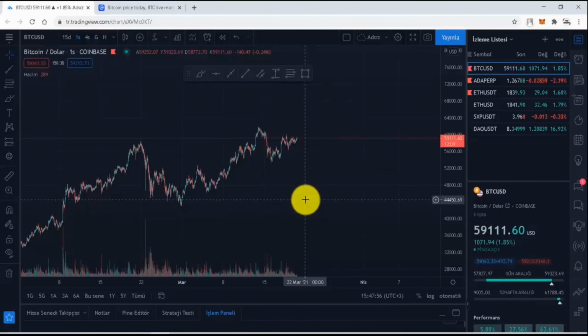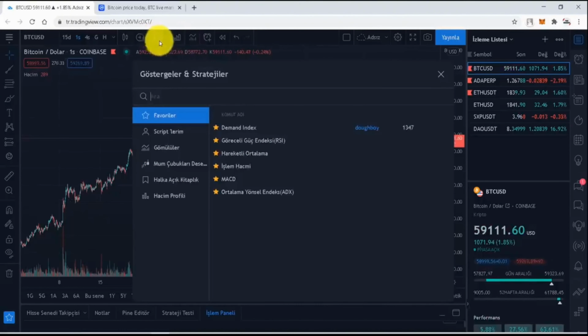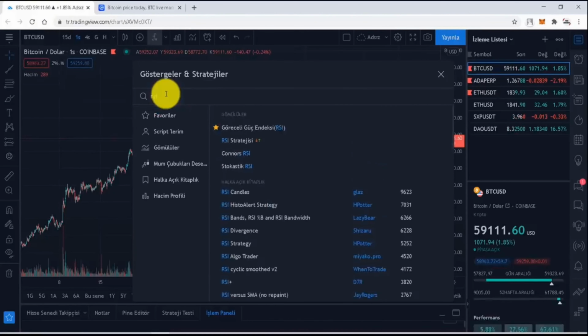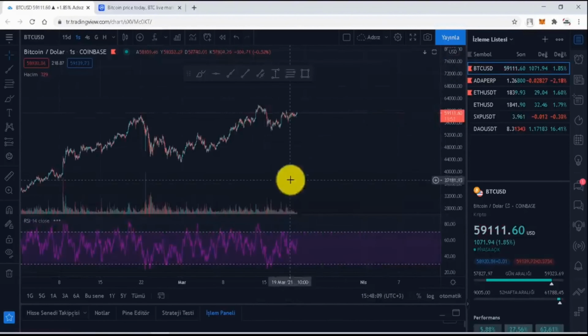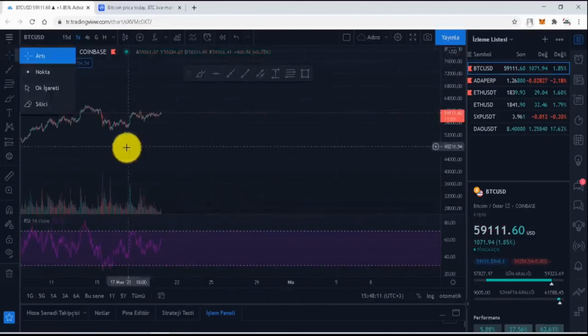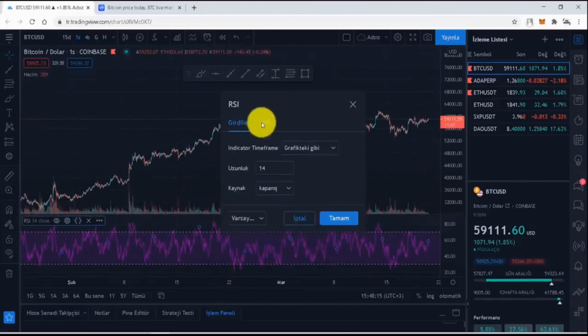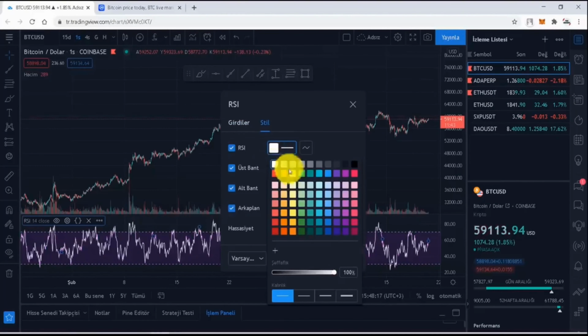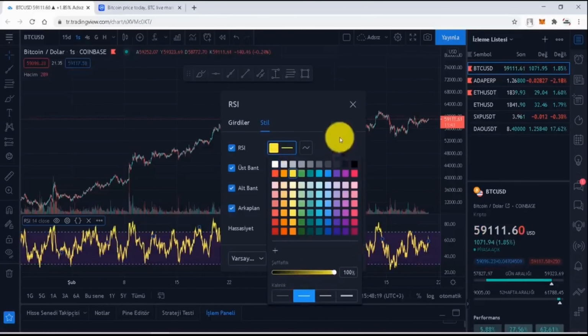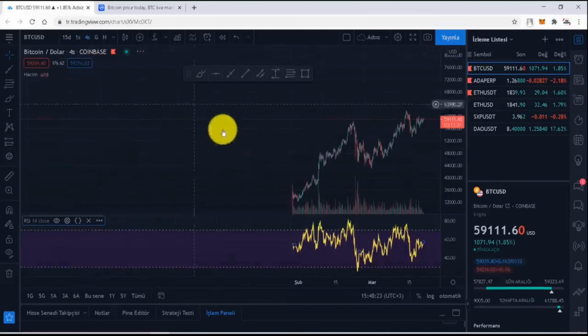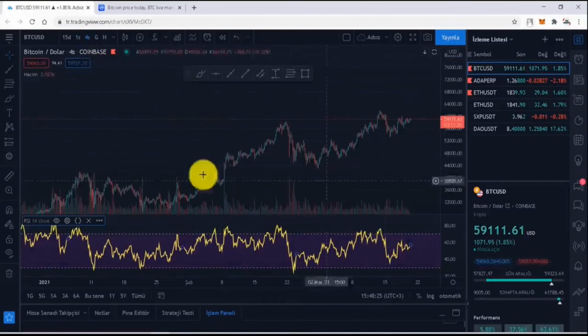Let me tell you about a few important indicators right away. Here, we have the RSI indicator, RSI. As you can see by writing RSI, we can add the relative strength index. After adding the relative strength index in this way, we can adjust the color here in the settings to make it white, yellow, or bold. I am making it bold and yellow. What does this indicator tell us, friends? Let's talk about that right away.